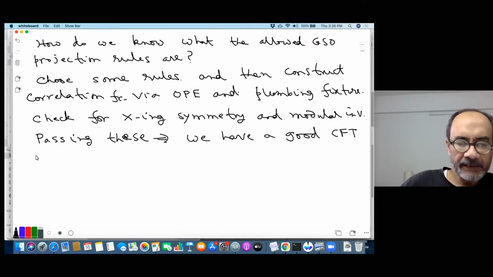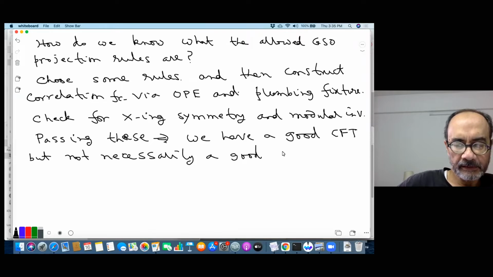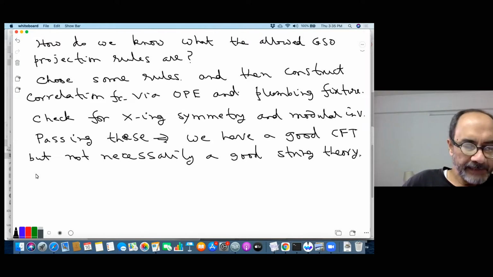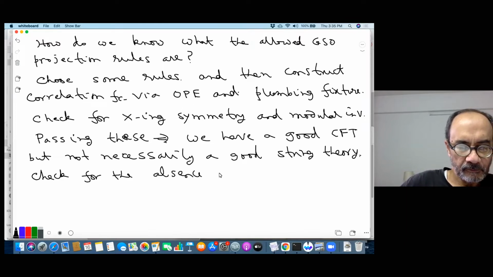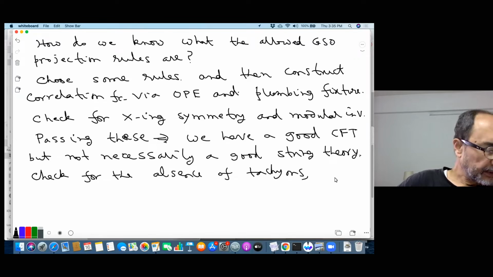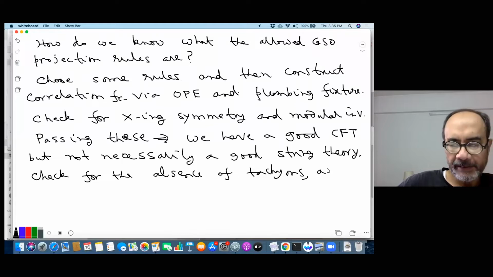But a good CFT does not necessarily mean that we have a good string theory, because it could have the same problems that the bosonic string theory had, for example. So you have to then check for various other consistencies. So check for the absence of tachyons. Then absence of vacuum instability and so on.